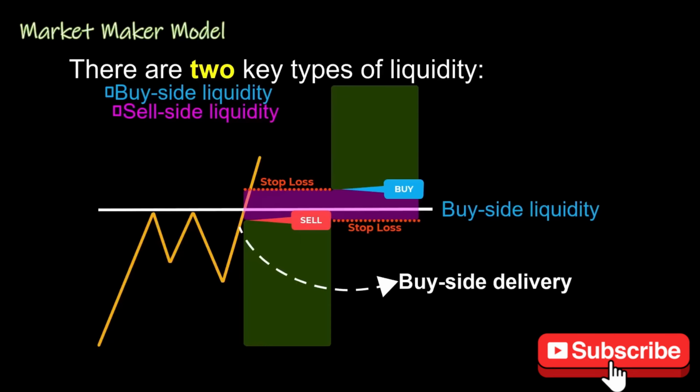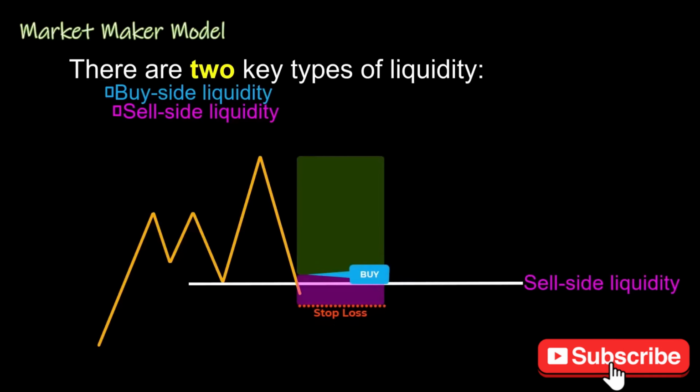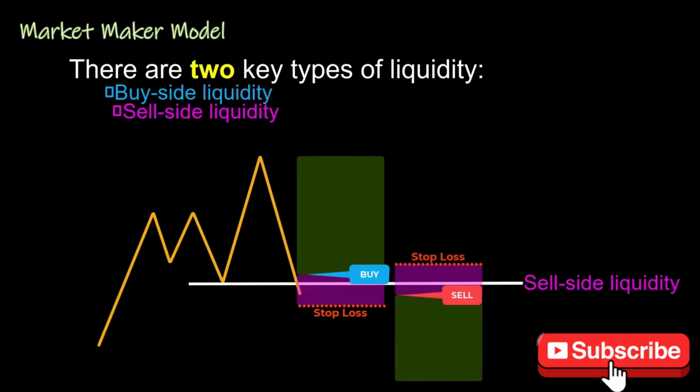Let's flip that logic now and look at the bearish side. Sell-side liquidity exists below a low or a group of lows. That's where the stop losses of long traders are sitting, along with sell stop orders from breakout traders. As price approaches this level, you'll usually see: 1. Bullish traders protecting their longs. 2. Breakout traders trying to short the breakdown.